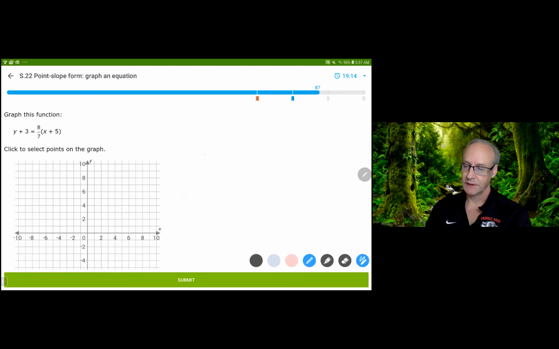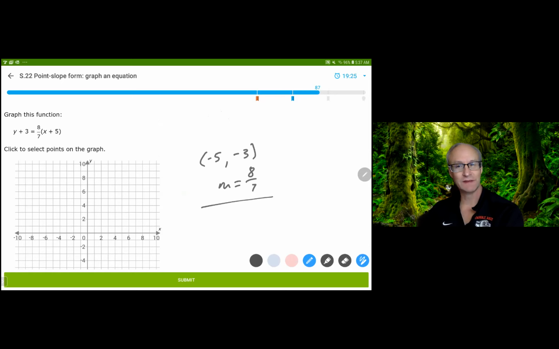And we need a -5 to get our x zeroed out, and a -3. And our slope is 8/7. Notice that they give me a lot of positive slopes. That's because that was my error earlier. And I love IXL's AI. They really think of it. That's artificial intelligence. What they did is they figured out that I was having trouble with positive slopes, and that's why they keep giving me positive slopes.